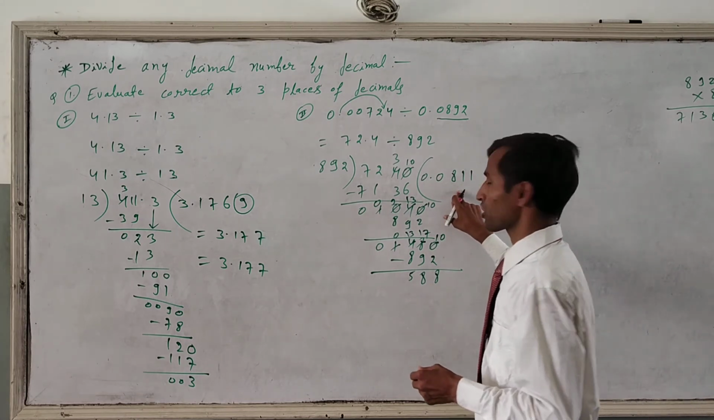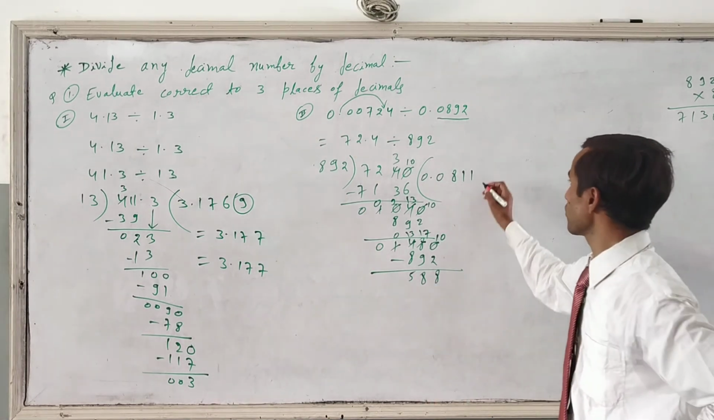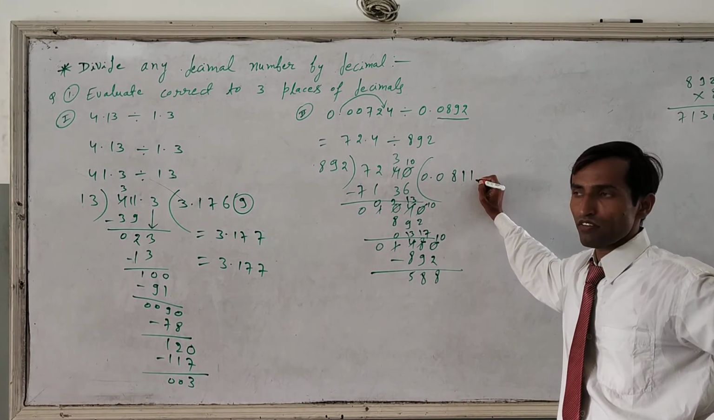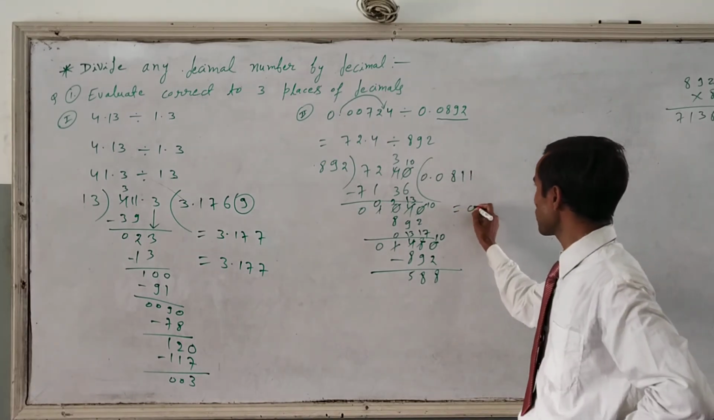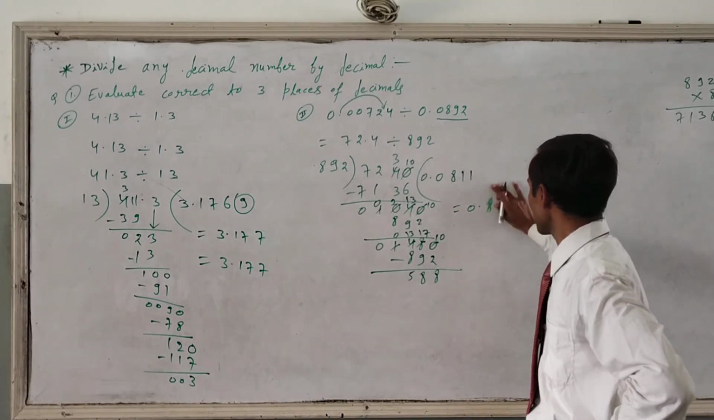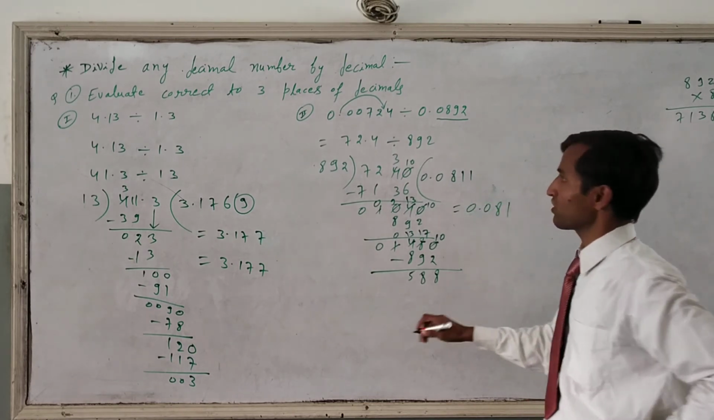So this one is the quotient. Again we have to round off one more decimal place. It is less than 5, so no need to add any number in this place. Just write down here 0.81. Sorry, 0.081. This is the final answer.